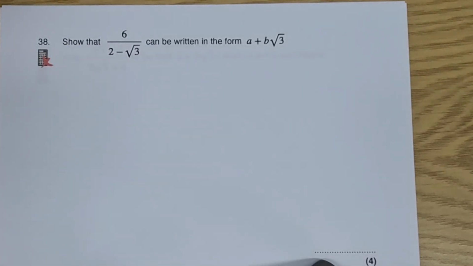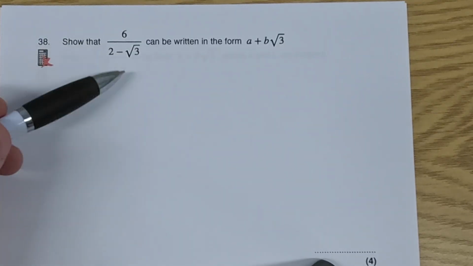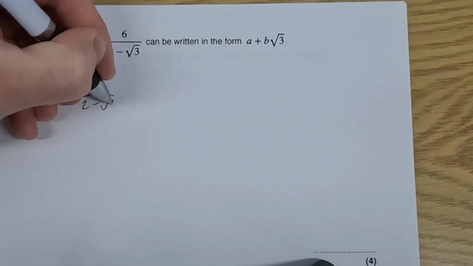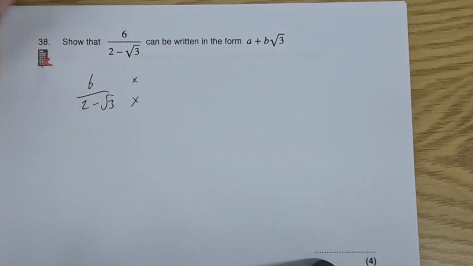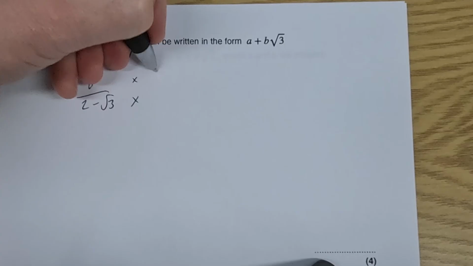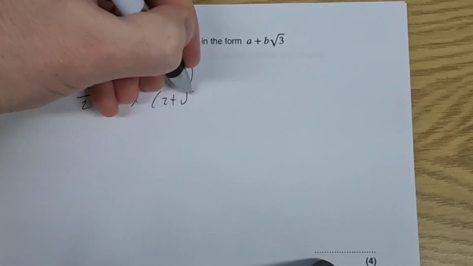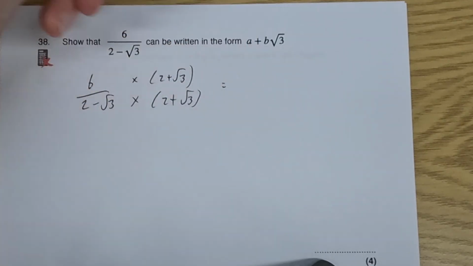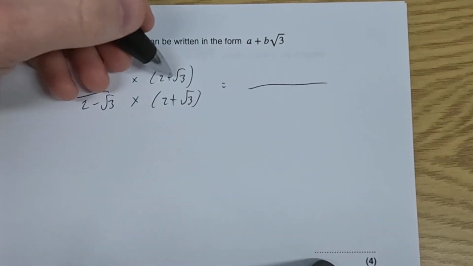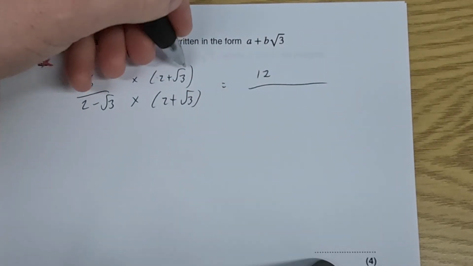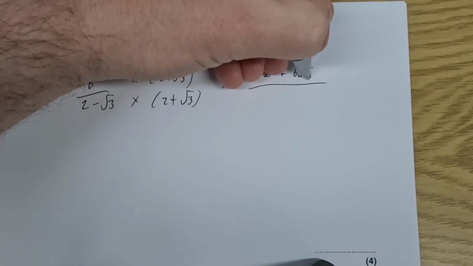We're going to times both the numerator and denominator by the conjugate of the denominator. So we had 6 over 2 subtract root 3. We're going to multiply both the numerator and denominator by 2 plus the square root of 3. In terms of the numerator, we've got 6 times this bracket, so 6 times 2 is equal to 12, and 6 times root 3 would be plus 6 root 3.